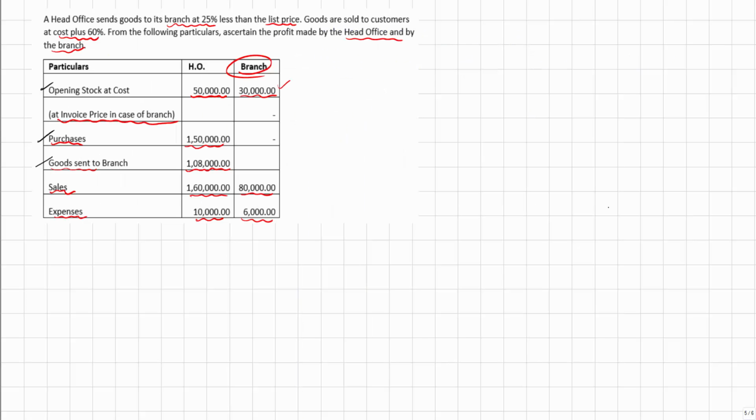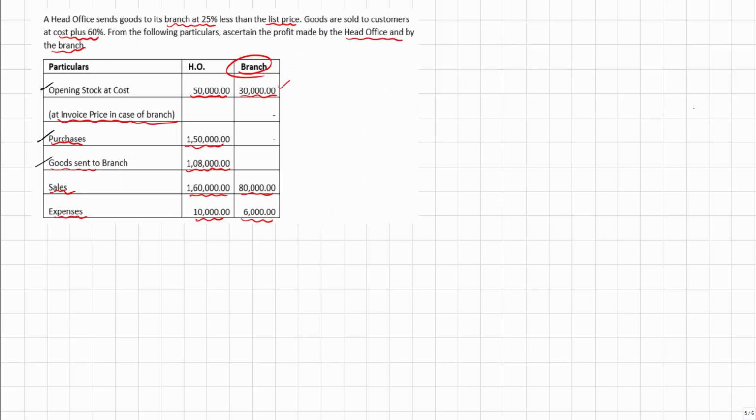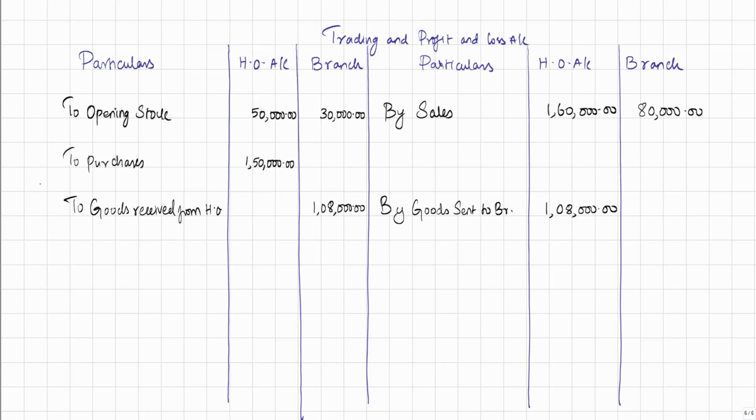So that is done. Then we have sales, which is 1,60,000 and 80,000. So we'll write by sales. HO it is 1,60,000 and branch it is 80,000. Then we have some expenses, which we will book in P&L. But before that, if you want to find out the profit, you should close your trading account. You should find out your gross profit. For finding gross profit, you should know what is your closing stock.